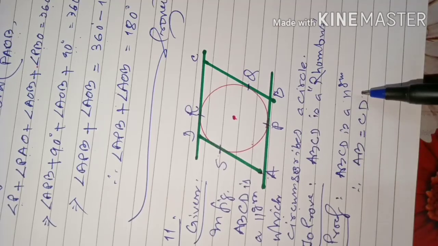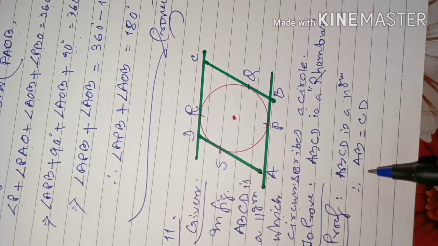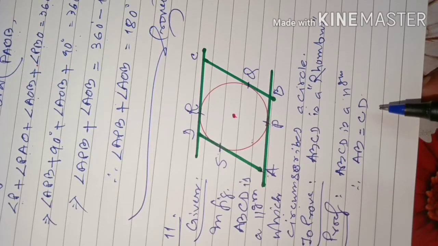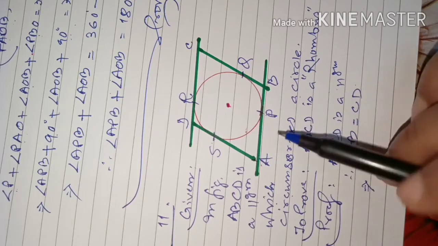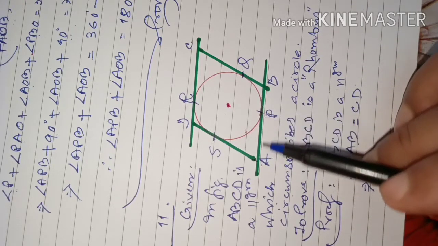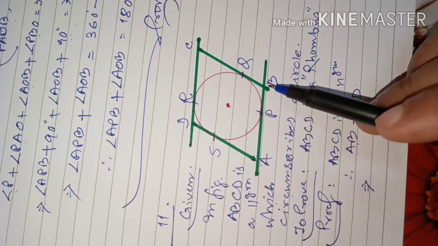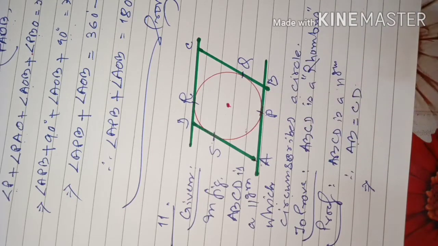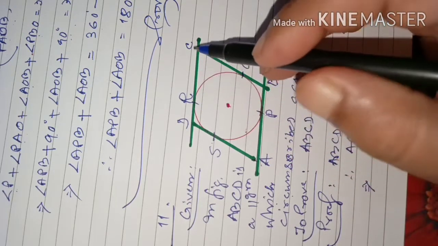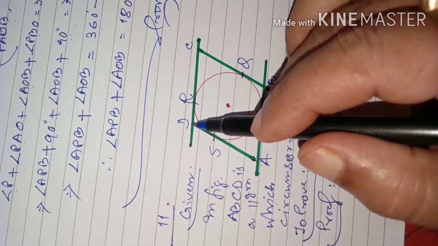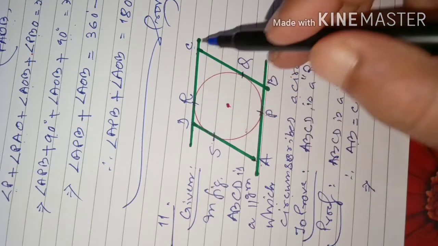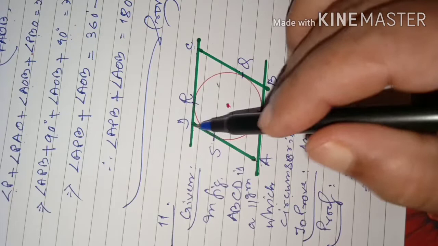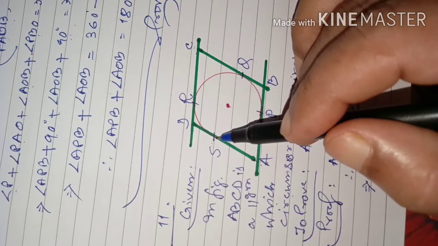ABCD is a parallelogram. Therefore, AB equals CD. So, look at the diagram. See, AB can be split as AP plus PB, yes, AP plus PB. Or CD can be split as CR plus DR. We can write like that, CR plus DR. And this CR equals CQ, DR equals DS. You can proceed that way.